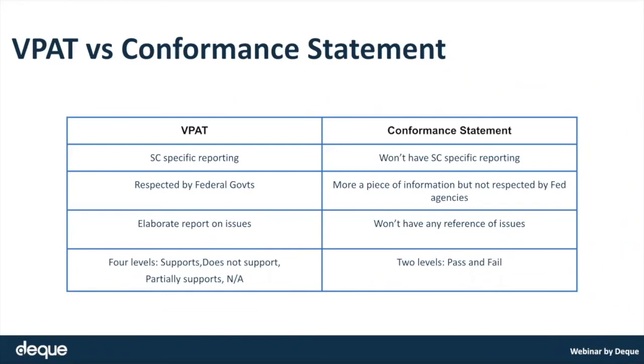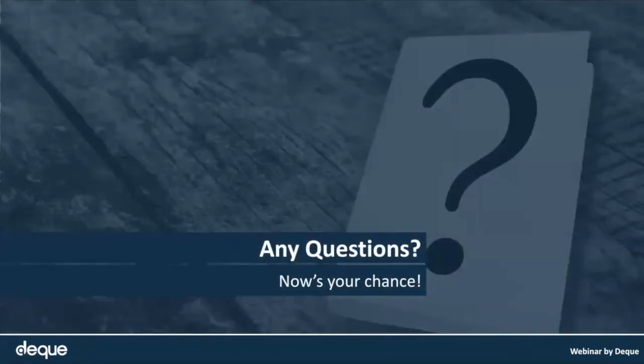And then this has 4 levels, as you see. It is supports, does not support, partially supports, or not applicable. And in conformance, either it's pass or it's fail. So there's no middle way for it. So that's a quick difference between the two.